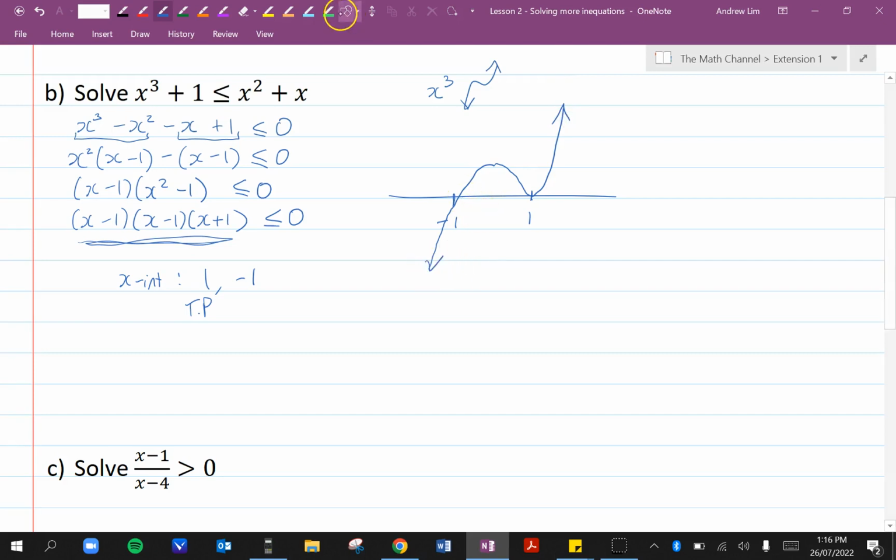Now we can answer the question. We can solve this inequality. Which parts of the graph are less than or equal to 0, which means which parts of the graph lie below the x-axis or on the x-axis? Well, it lies below the x-axis here, which means we want all of these x values. And it also lies on the x-axis right here. So the solutions to this is x is less than or equal to minus 1, as well as x is equal to 1.